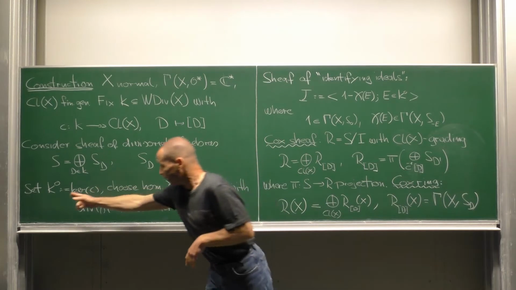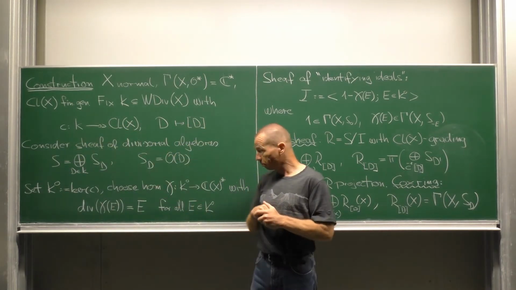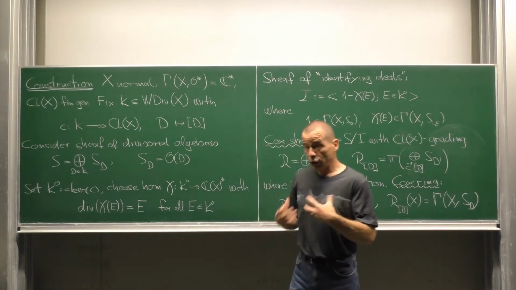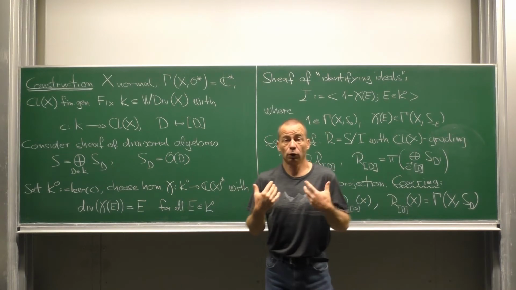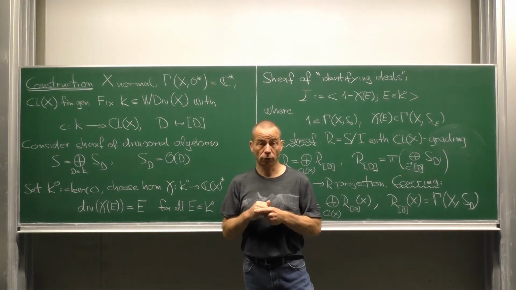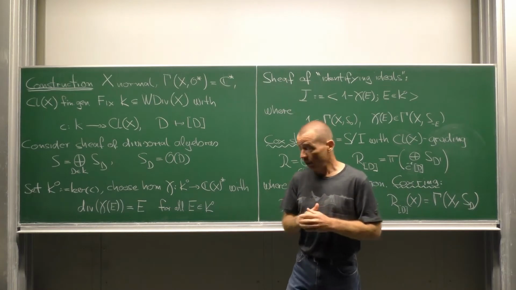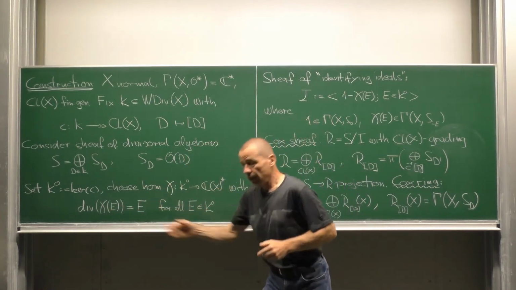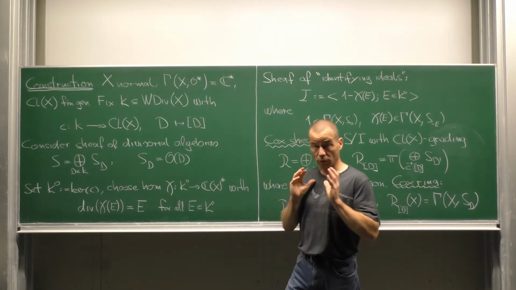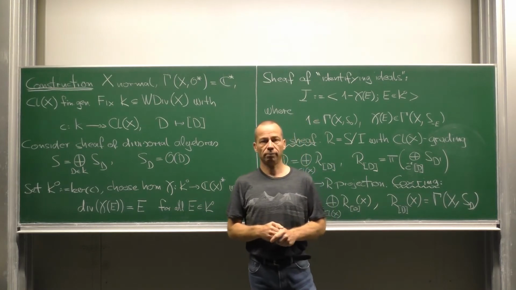For this, look at the kernel K0 of this homomorphism. Then we can choose a homomorphism chi from K0 to the multiplicative group of non-zero rational functions of X in such a way that the divisor of chi of E equals E itself for all the divisors E from the kernel of the projection map.